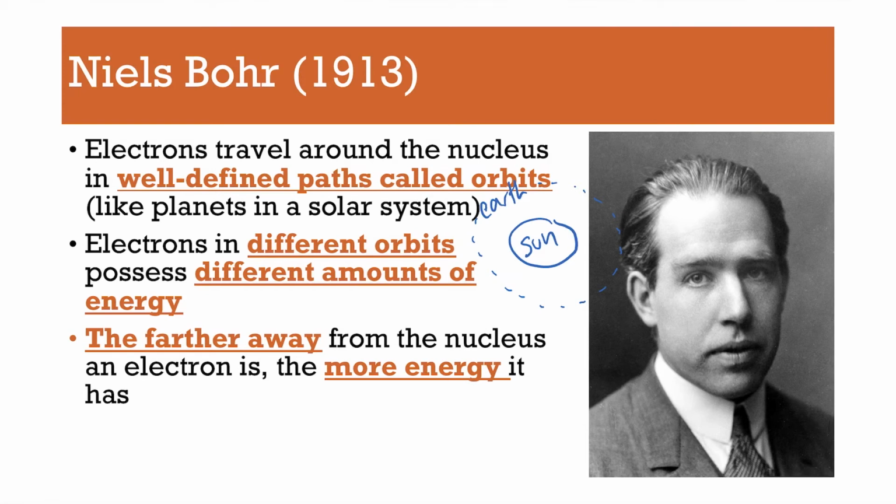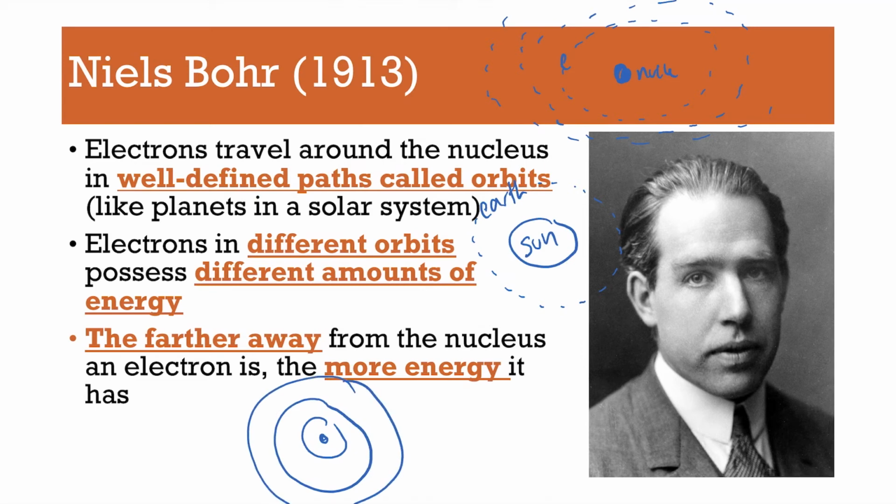So these well-defined orbits. So in terms of our atom, here's your nucleus, and these electrons follow this perfect path, this perfect circle. And he said, well, there are different shells or orbits, and that each orbit had a different amount of energy. So let me draw this neater. There would be one shell, there would be two shells, there would be three shells. And the farther away you are from the nucleus, the more energy the electron would have.